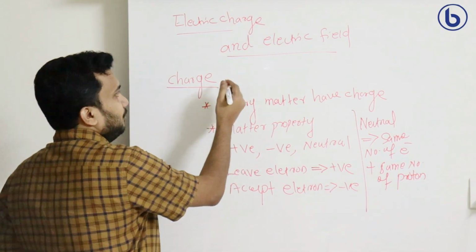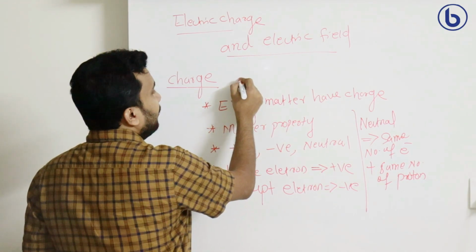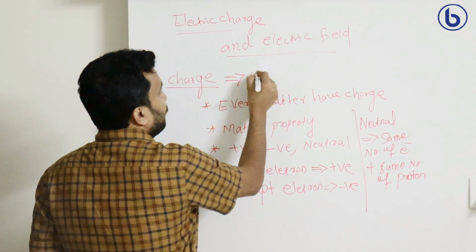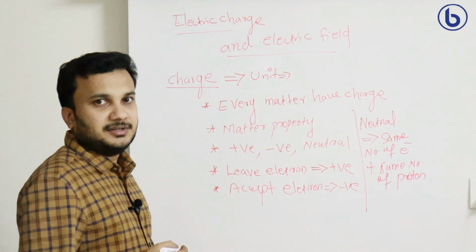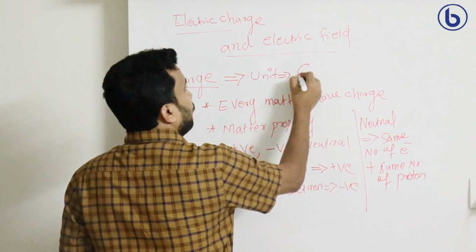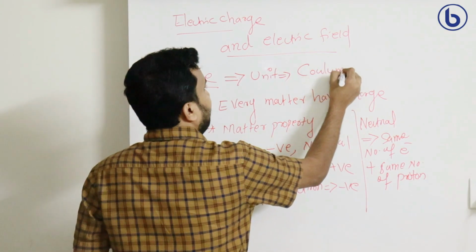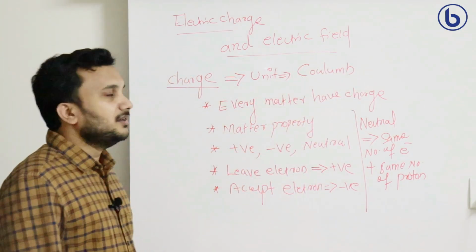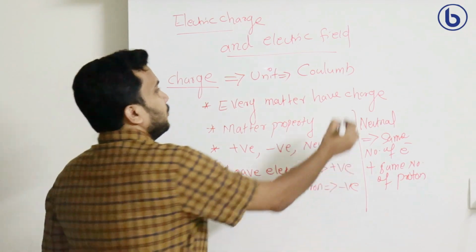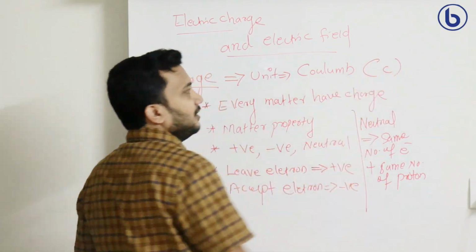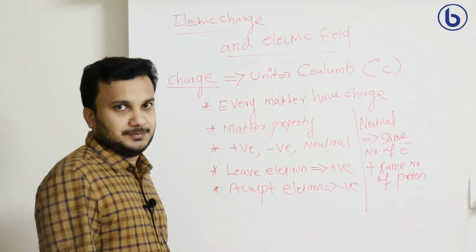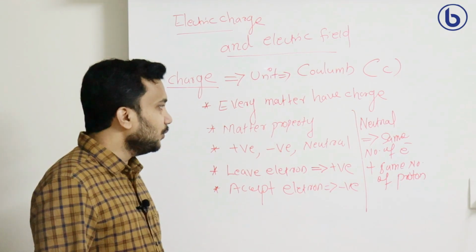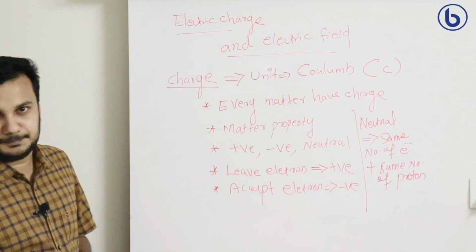The next point is the unit of charge. What is actually the unit here? What is the unit of charge? The unit of charge is called coulomb, C-O-U-L-O-M-B. Okay. So coulomb is the unit, and its notation is just the letter C. So coulomb is the unit of charge. Understood? Okay, just note down this point.